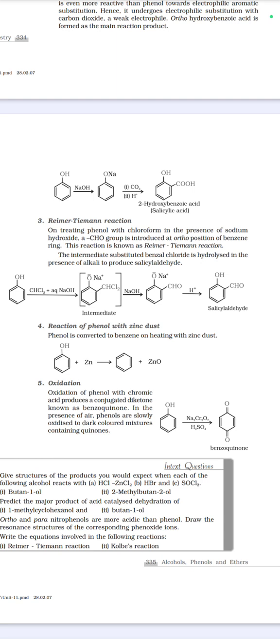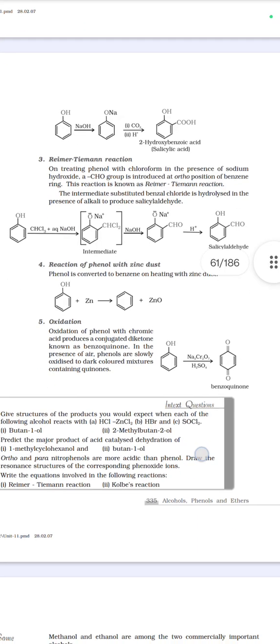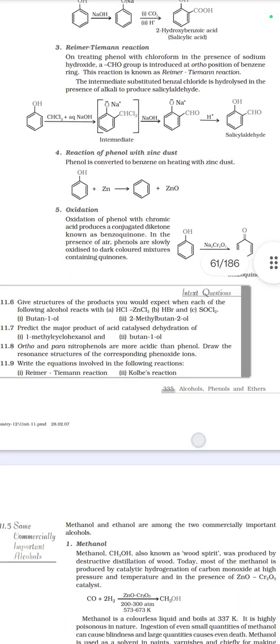Reaction of phenol with zinc dust. Phenol is converted to benzene on heating with zinc dust. Oxidation. Oxidation of phenol with chromic acid produces a conjugated diketone known as benzoquinone. In the presence of air, phenols are slowly oxidized to a dark colored mixture containing quinones.